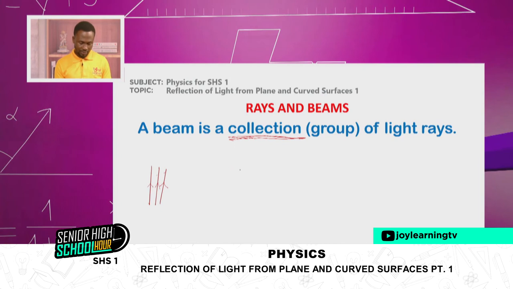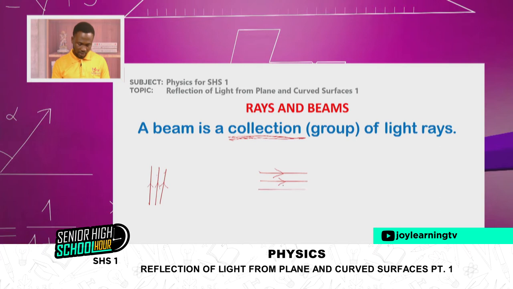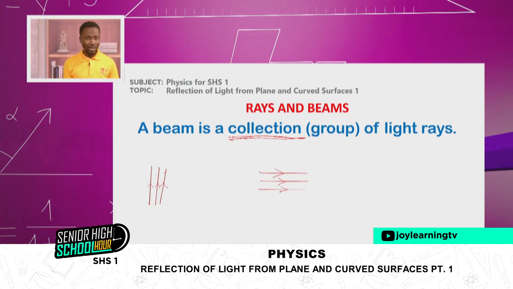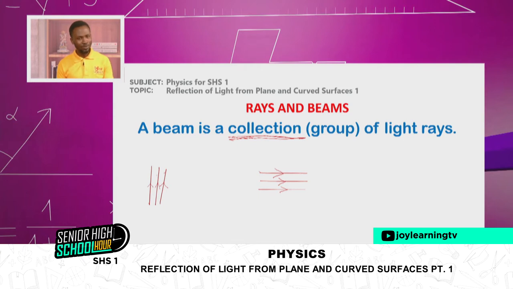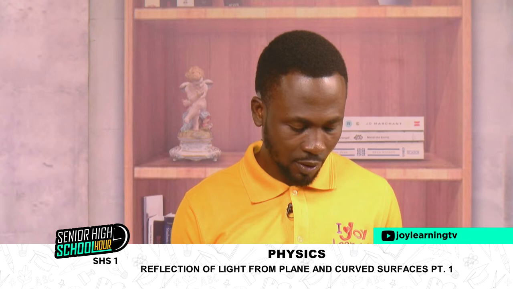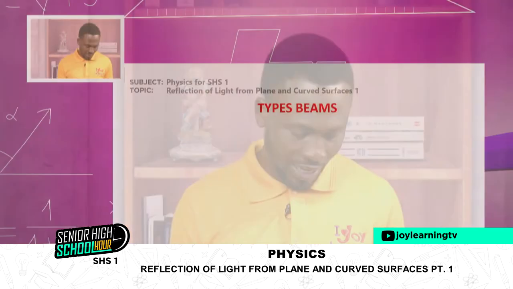You could get another. Maybe the arrow this way. You get another one, and arrow this way, get another one, the arrow this way. So these are also a collection of light rays. Then we are saying they form a beam. So a light ray is the path taken by light. Then a collection of light rays, a group of them, gives us a beam. That is good with us? Good. We can move on. Types of beams. We can have about three different types of beams at your level. Look at the first type.